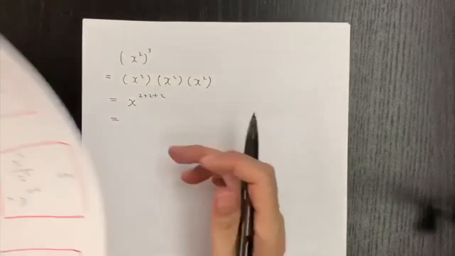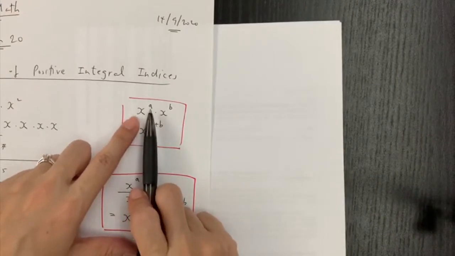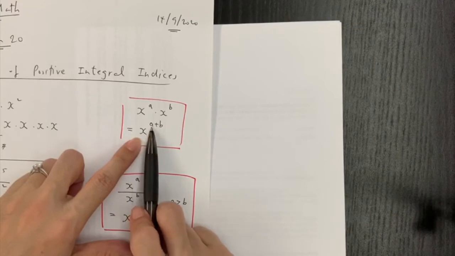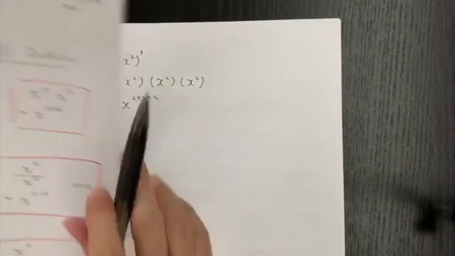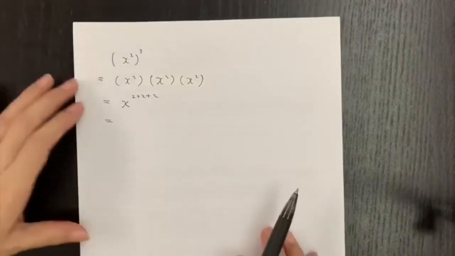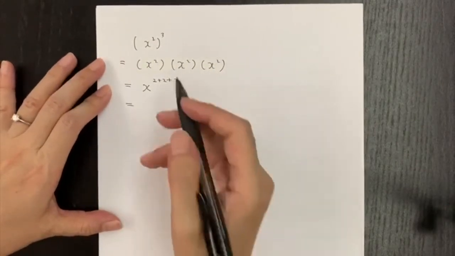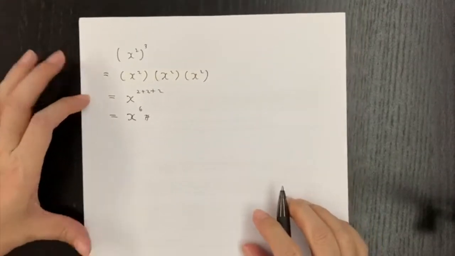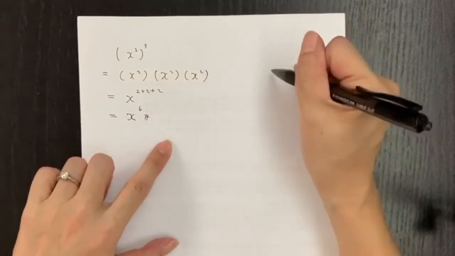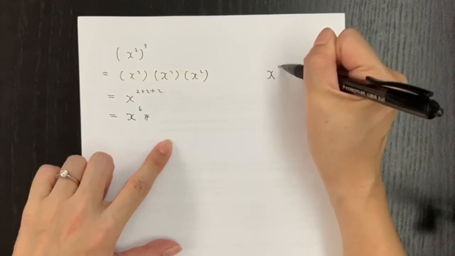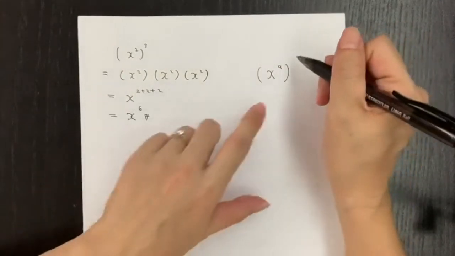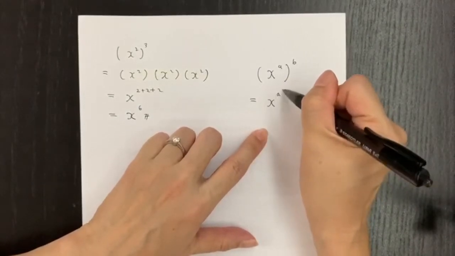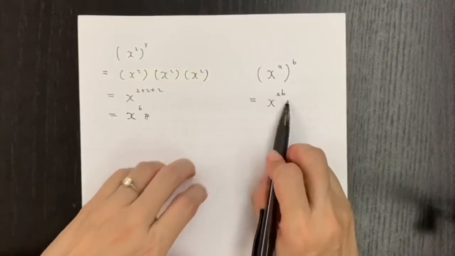because we are using the first index. Do you remember what is the first index here? When we have x to the power a times x to the power b, we have x to the power a plus b. So therefore 2 plus 2 plus 2, the final answer will be x to the power 6. So we can make our conclusion: x to the power a, and then all to the power b, will be x to the power ab. ab means a times b.